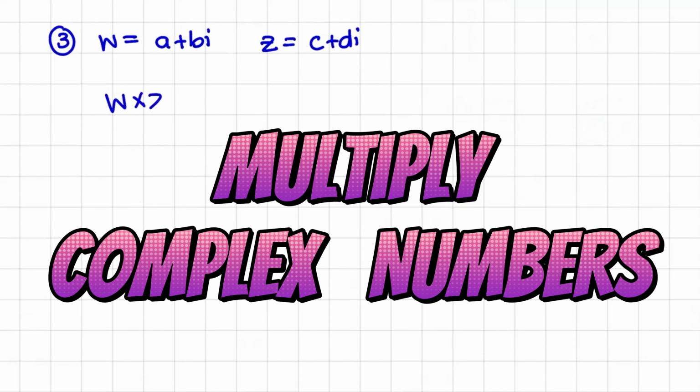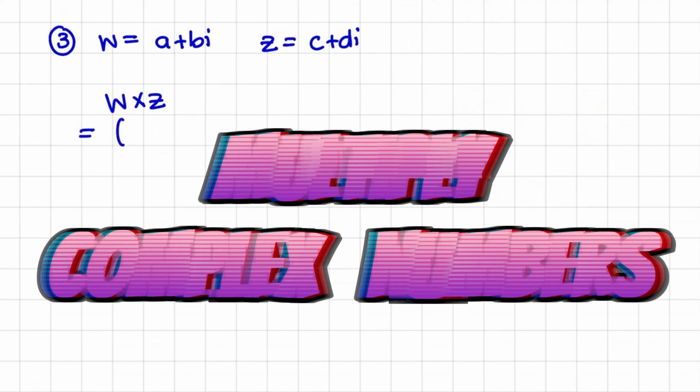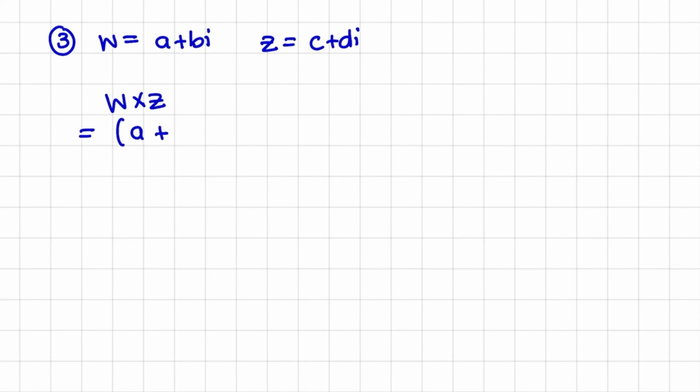We'll multiply complex numbers with one another. So now we need to remember to use parentheses or brackets. So it's (a + bi) times (c + di), and you would expand the brackets as you've learned how to do it in algebra.